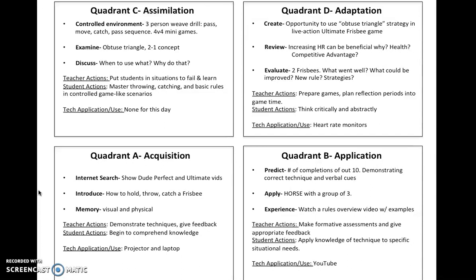Going to Quadrant D, adaptation. This would be towards the end of the unit where we're going to play full games of Ultimate Frisbee. And the teacher actions would be to prepare games, plan reflection periods into game time. So making sure I schedule times to stop the game and make them think and review and evaluate during the game. Student actions would be to think critically and abstractly.